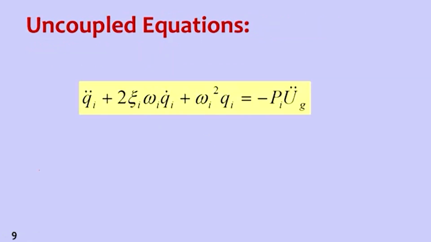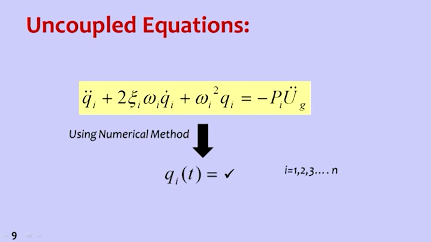Now, if this is the equation of motion for a single degree of freedom, for one mode shape, and you are using numerical methods, we can solve this. Either you use the central difference method or Newmark's method and solve this. So we can find the solution easily for Q1, Q2, Q3. All these are time history responses for that mode shape. So using a numerical technique, we can find Qi, where i can be 1, 2, 3.